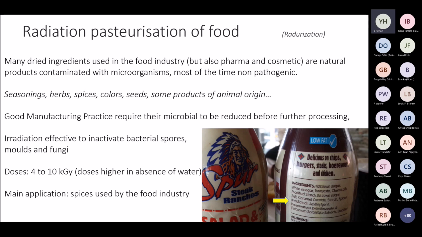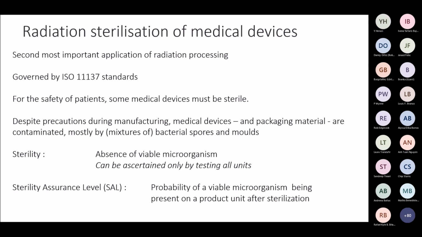So this has been applied mostly to dry food ingredients, so no water, so direct route, more difficult to inactivate. And you have here an example. You see on the list of ingredients of this steak sauce found in South Africa that the spices have been irradiated, and this is the main application of irradiation around the world.